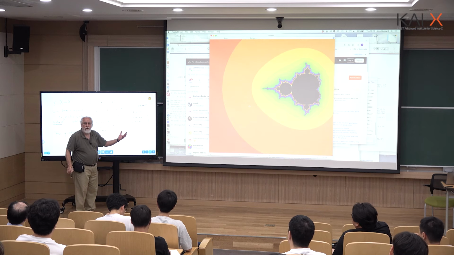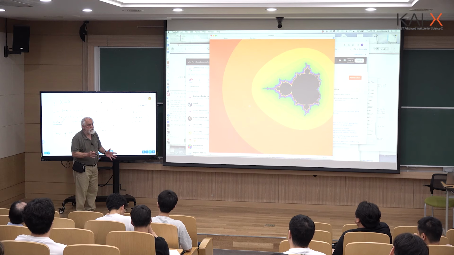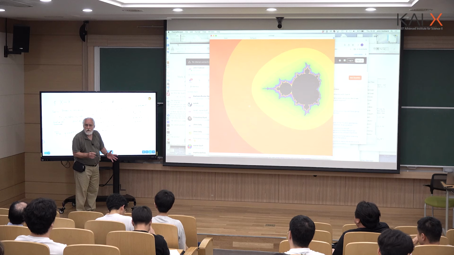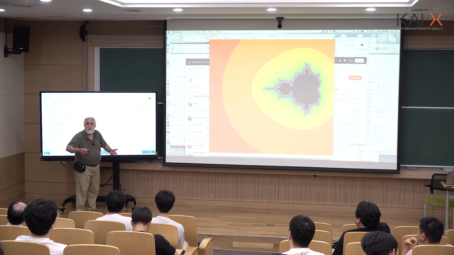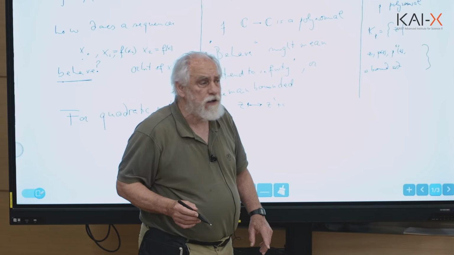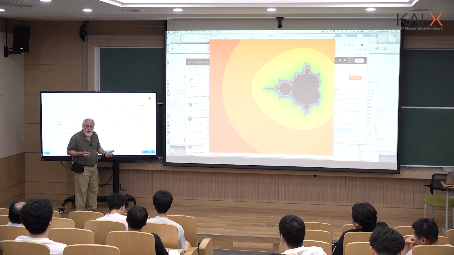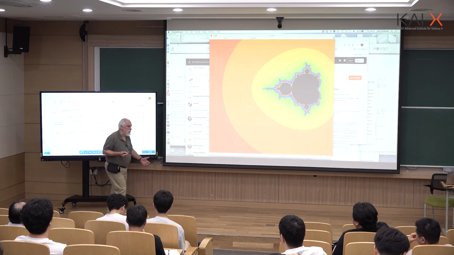That's the fundamental object when iterating a polynomial: the set of points whose orbits remain bounded, whose complement is the set of points whose orbits tend to infinity. And trying to understand K sub P is what one tries to understand with polynomials. And I'd like to show you some examples.